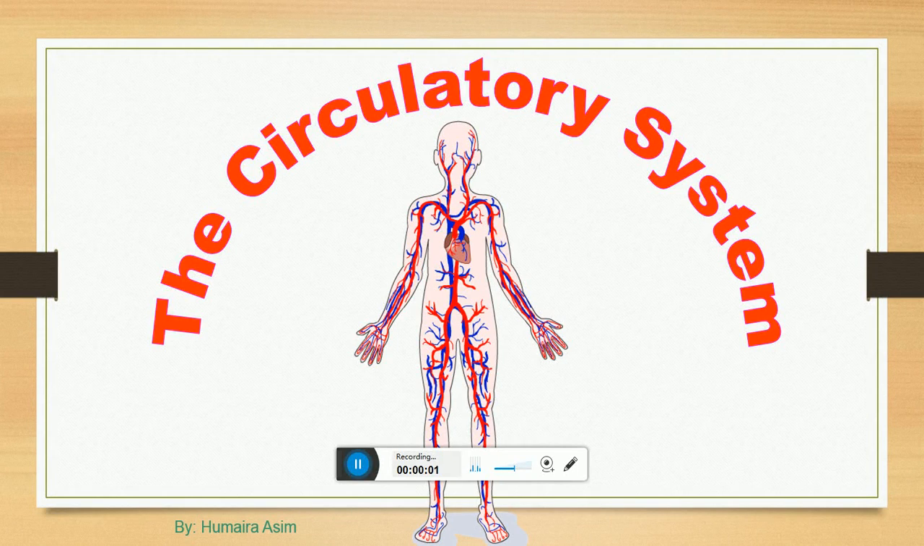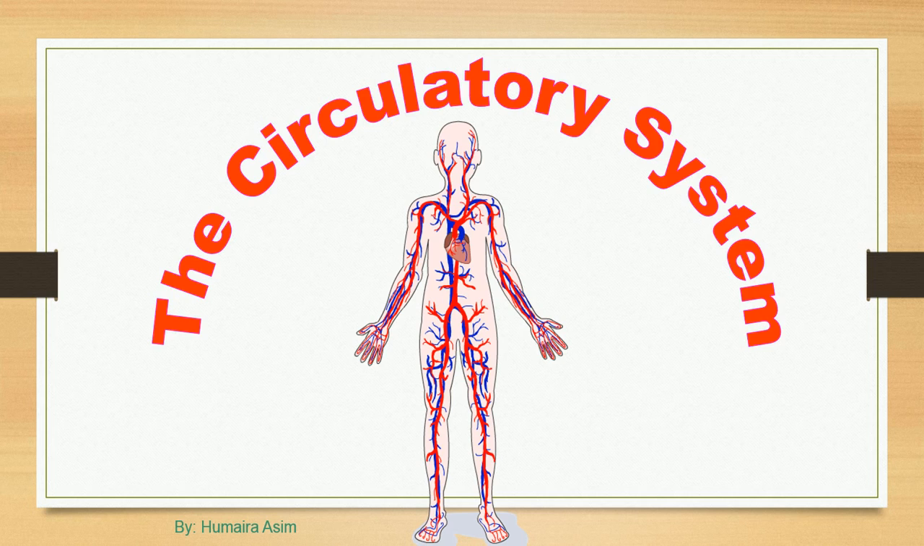Hello students, so here we are going to talk about the circulatory system. You know that the circulatory system consists of blood vessels and a sort of pump. And what is that pump? Yes, that pump is the heart.